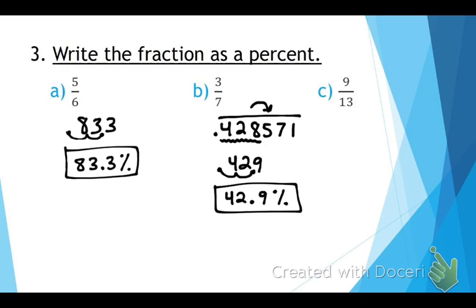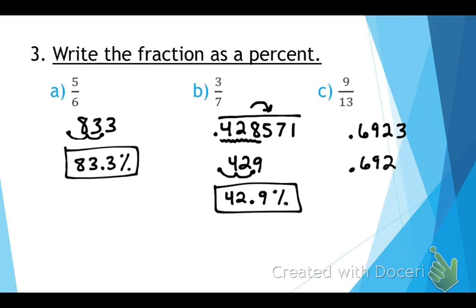Sherelle, problem C, 9/13. 9/13 into calculator comes out as 0.6923. Okay, so I've got 4 numbers there. We've got to round that last one to give me the 3 that are correct. So what do you get when you round it? 692. Okay, I'm just going to have 0.692.